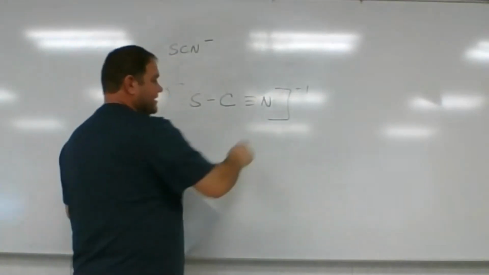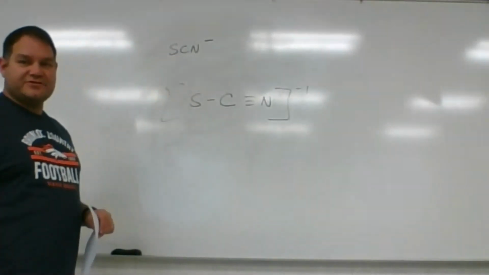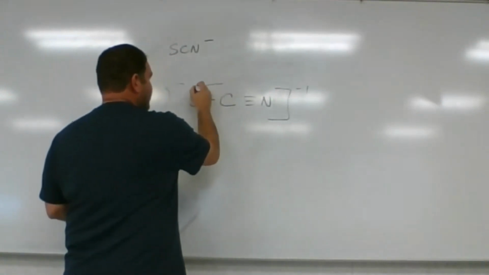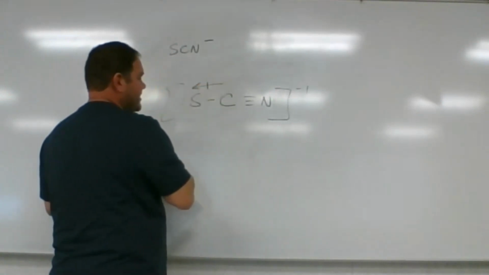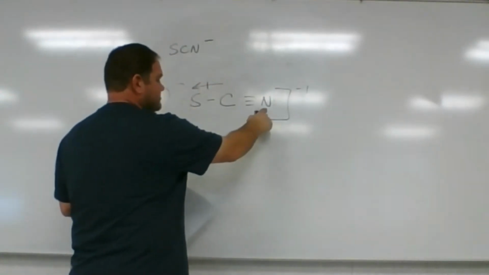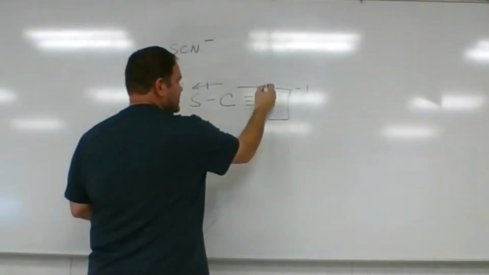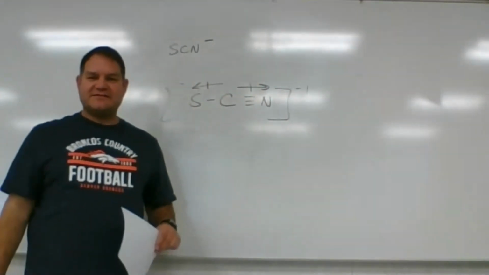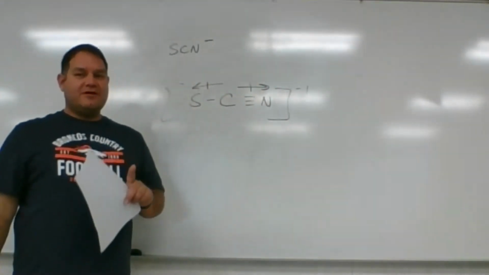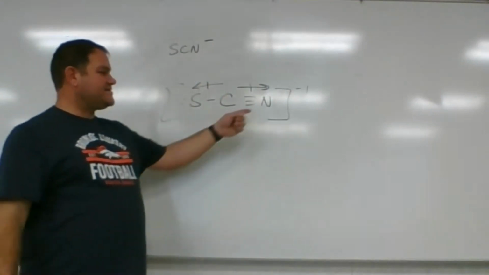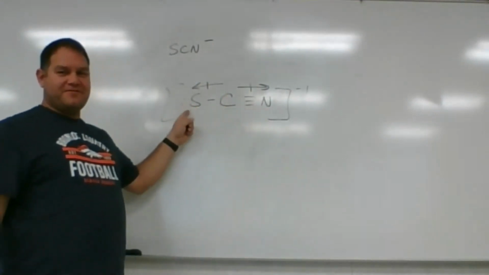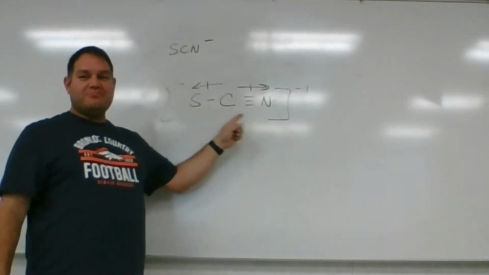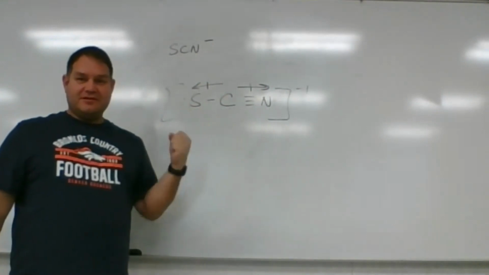Now overall, this is linear, okay? This is a linear shape. But what about the dipoles? Well, there's going to be one going to this sulfur here, and this nitrogen is more electronegative than the carbon, so there is a dipole here. Well, you're going to say, okay, the dipoles must cancel out. Well, wait a minute here. This is nitrogen and this is sulfur, okay?